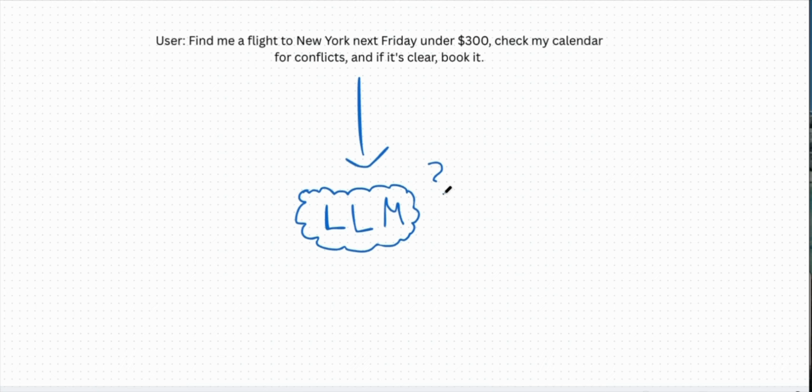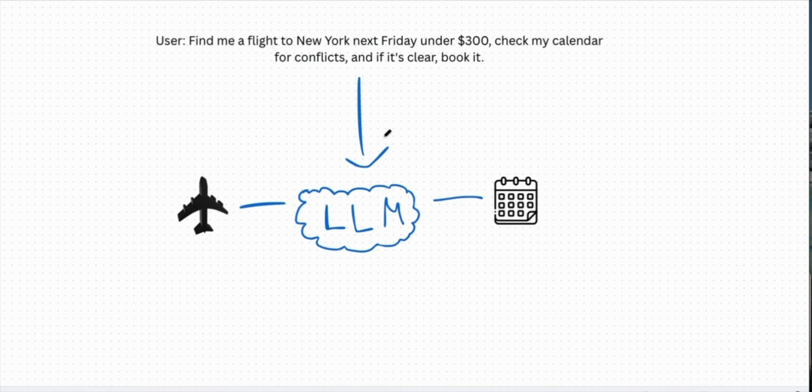It's going to say that I can't do this for you because I don't have access to your calendar. I don't have access to any flights because it's been trained on data in the past. So how could it know about flights that are going to happen next Friday? So this is how regular LLMs work. But agents, they have access to tools. So one tool might be able to look up flights, while the other tool is going to check the user's calendar.